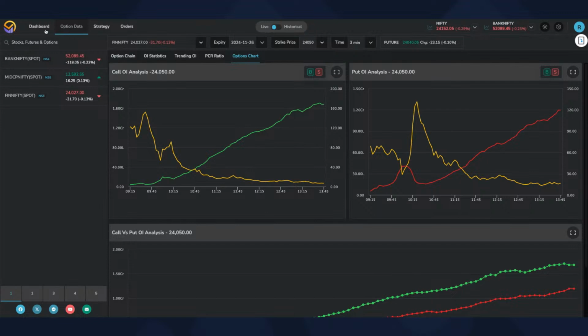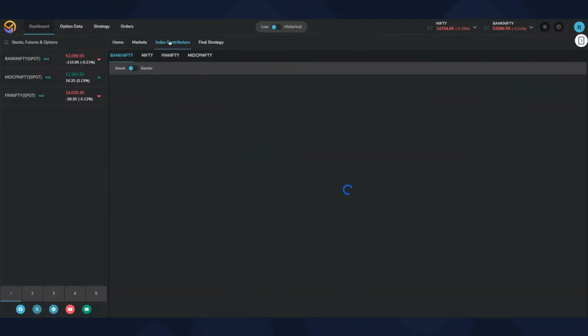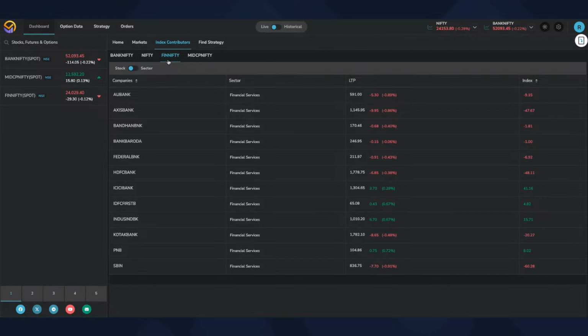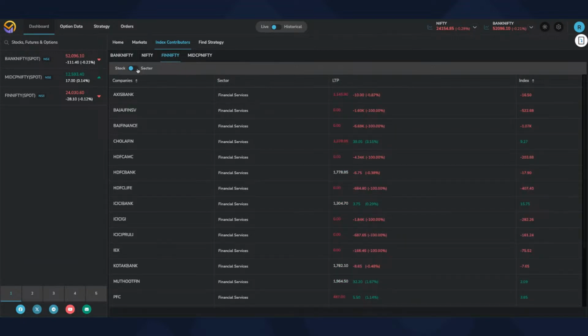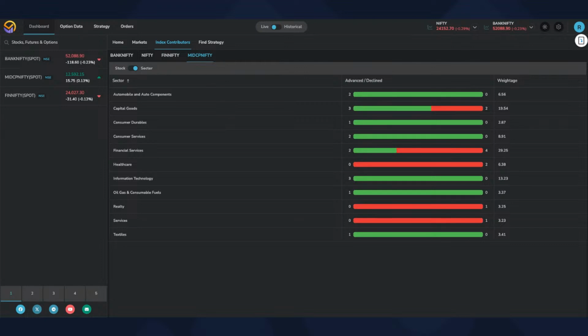Going back to Lalit's question, about the index contributor: FinNifty today is just the financial sector, so that's the reason you see 11 advanced and 7 declined right now. I think 12 advanced and 7 declined, which means there is a bit of bullishness. If you want to see Midcap Nifty, that's what it is.